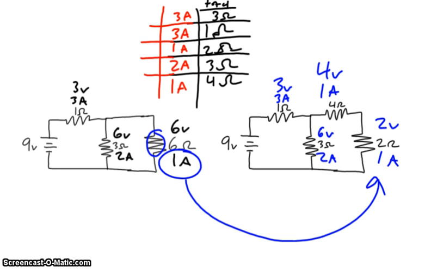And then just to fill in the last of my chart, I have the voltages. The 4 ohm had 4 volts. The 3 ohm had 6 volts. The 2 ohm had 2 volts. And the 1 ohm had 3 volts. And in total, the total of this was, of course, 9 volts because that's what was given to me. So there you have it.